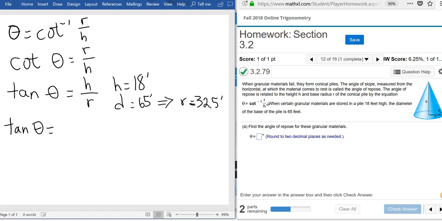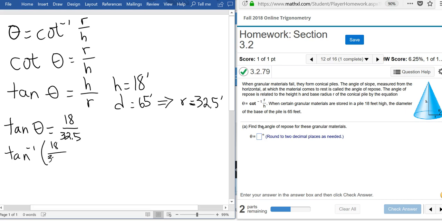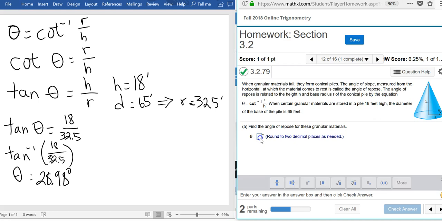The tangent of theta is 18 over 32.5. Now notice that you're in degrees, so you want to make sure that the mode in your calculator is degrees, and you'll hit inverse tangent of 18 over 32.5. And that will give us our value for theta. And we get 28.98 degrees. So we'll come over here and type in our angle, which is 28.98.